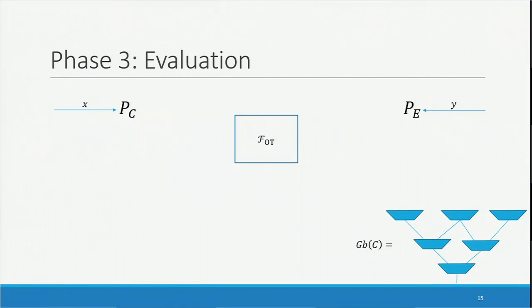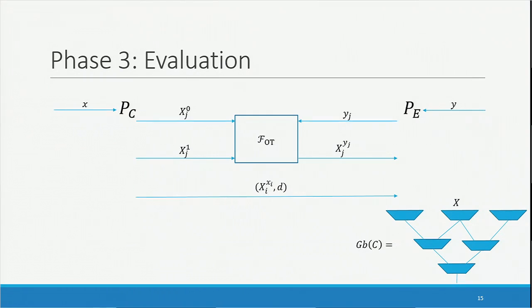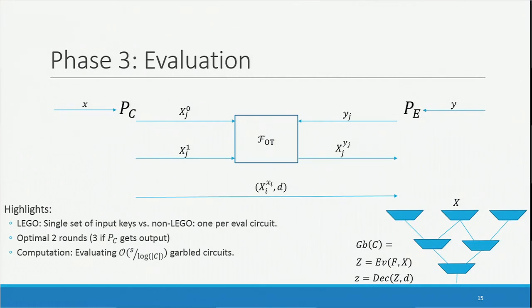Finally, the evaluation phase is actually very similar to the semi-honest setting. So we still have the oblivious transfer. The keys are transferred in the same way. And also the constructor sends his input keys in exactly the same way, more or less. The evaluator can thus evaluate the circuit, and the highlight of this phase is that for LEGO, you only need to send a single set of input keys, while for all the other non-LEGO schemes, you need to send one per evaluation circuit.